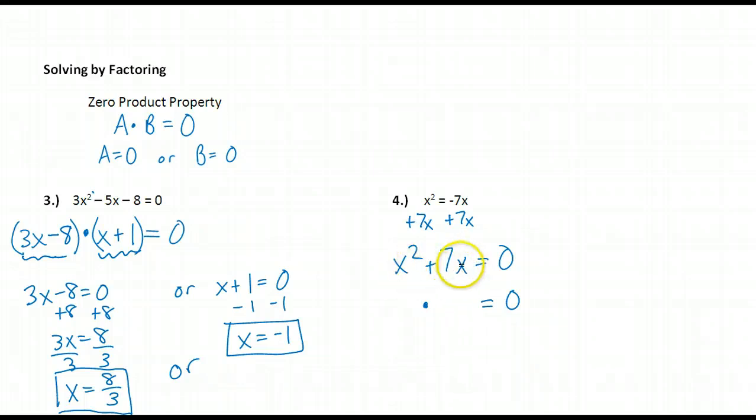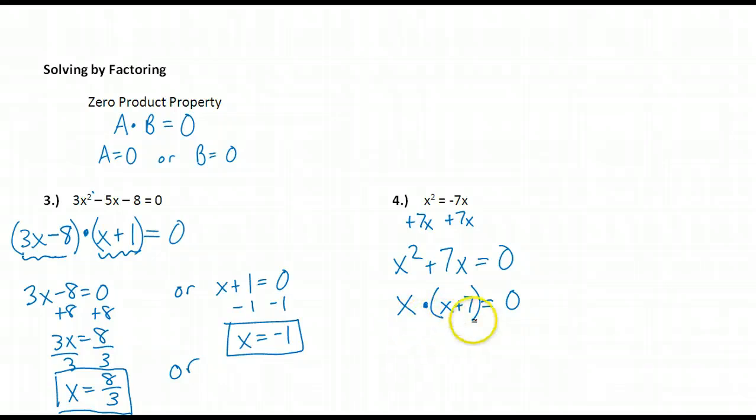And if I look, both of these terms have an x in common. So I can factor out an x and be left with x plus 7. If I distributed this x back into the parentheses, I would have x squared plus 7x. So these two are equivalent.